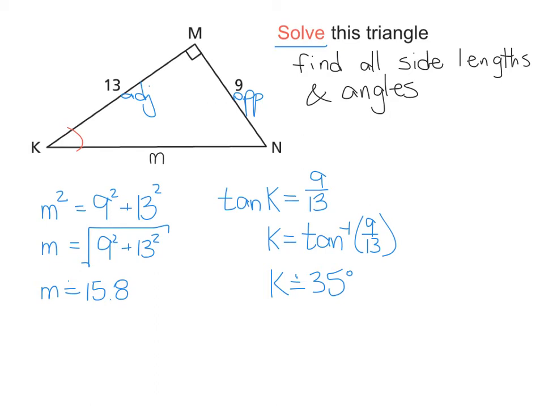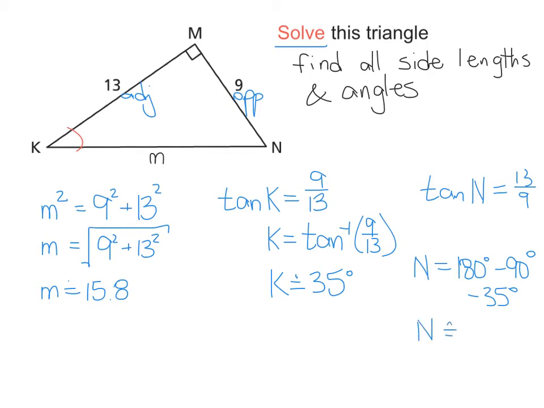Now we have two options for finding angle N. Some students might choose to set up another tangent ratio. In this case, noticing that the tangent of angle N is now going to be equal to 13 divided by 9. Other students are going to notice that we can calculate angle N by subtracting the two angles that we know from 180 degrees. We know about a 90-degree angle, and we just found a 35-degree angle. So angle N is going to be approximately 55 degrees.